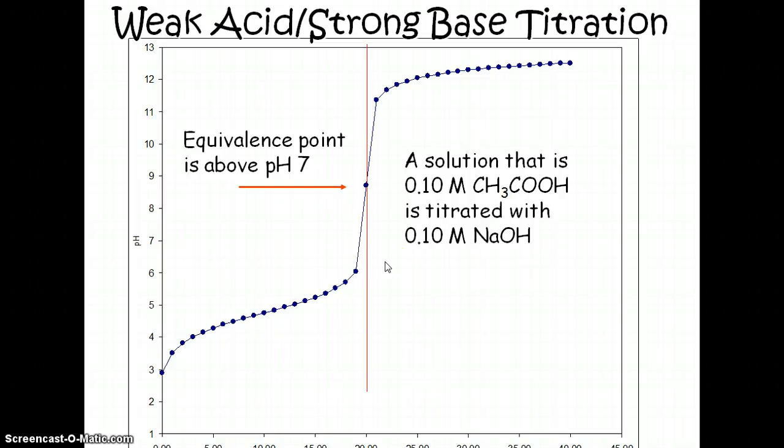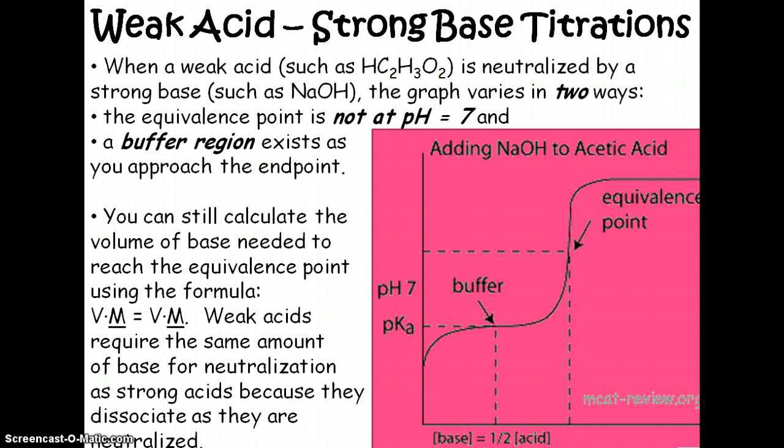In this podcast, we're going to talk about weak acid and strong base titrations. So you start with a solution of weak acid and then you titrate it with a strong base. The equivalence point is going to be above 7 because weak acid, strong base is going to make us a basic solution. So above 7 is going to be basic, okay? So basic salt. All right.